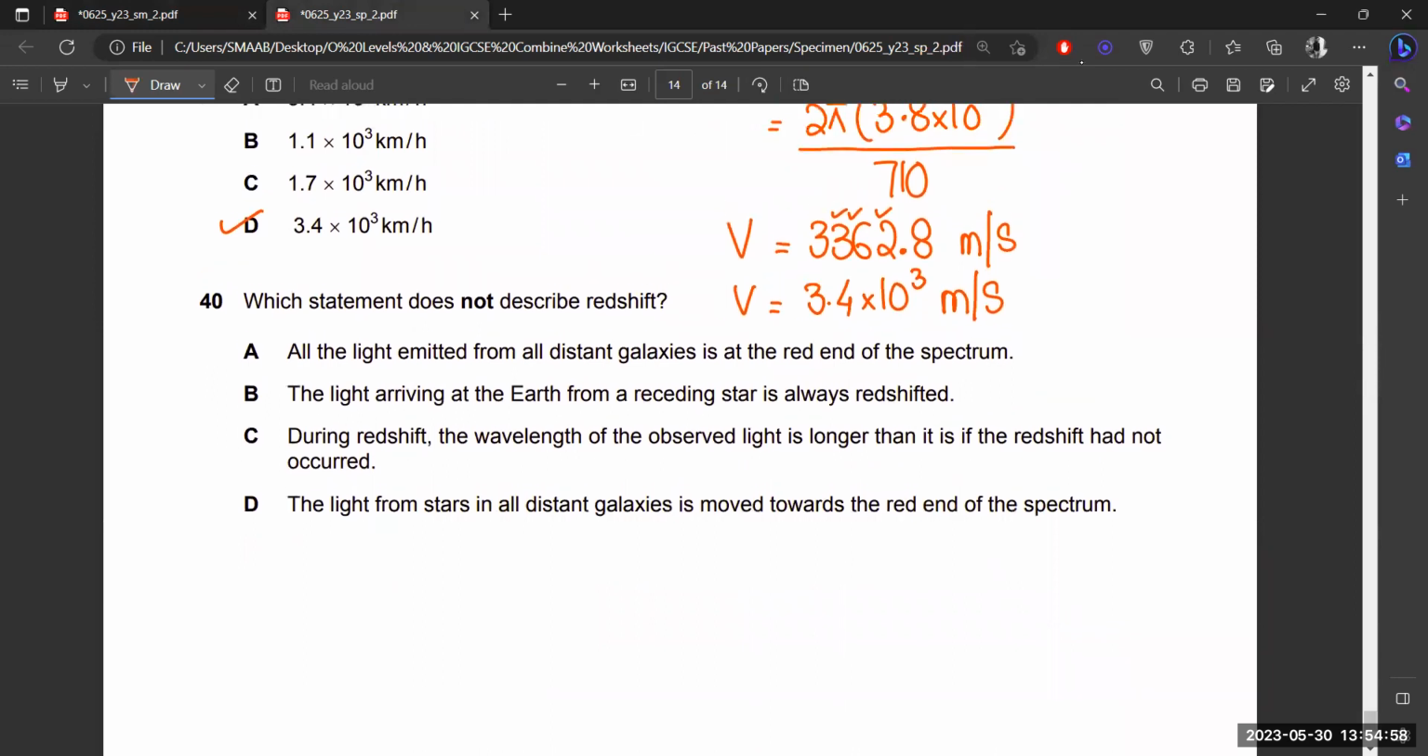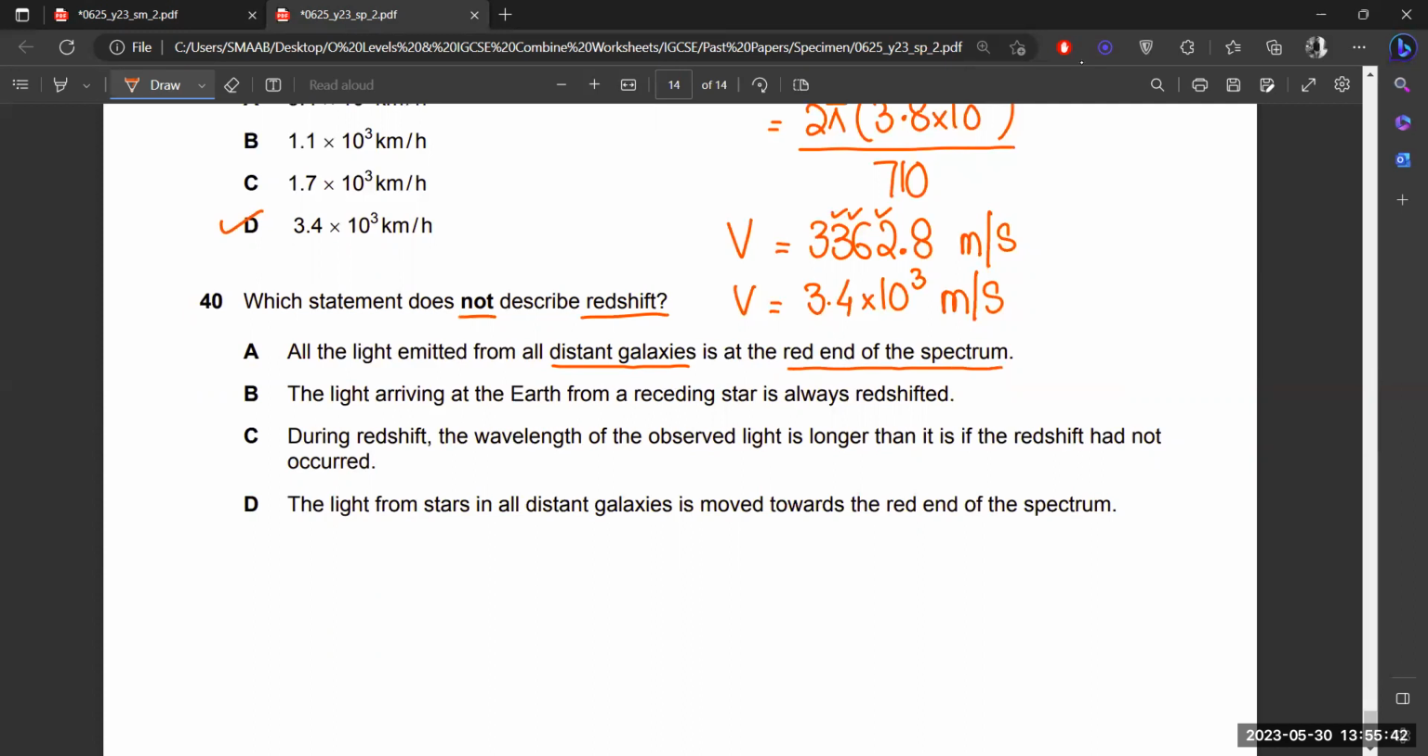Final question, which statement does not describe redshift? So we need to find out which statement is not showing the concept of redshift. According to the first option, all the light emitted from all distant galaxies is at the red end of the spectrum. That is not correct, because redshift tells you about the galaxies which are moving away from the Earth. So they are talking about the motion of the galaxies away from the Earth.